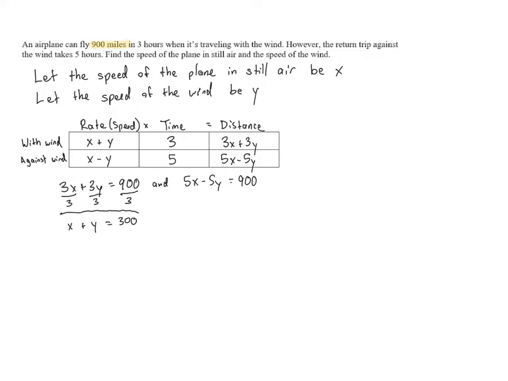And we can do the same thing with the other equation. All three of those terms are divisible by 5. So with this one, we can divide both sides by 5. When we do that, we're left with x minus y on the left, and 900 divided by 5 is 180.